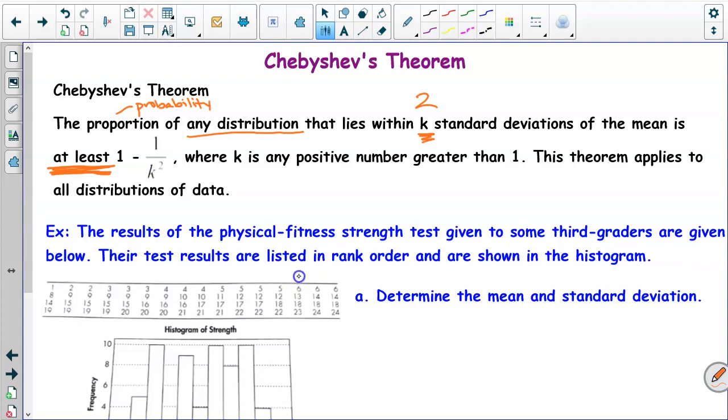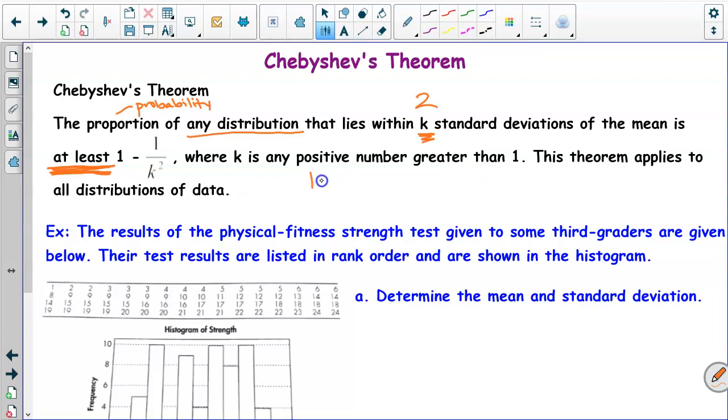But the cool thing about this is I can say how many is within 2.5 standard deviations, or 1.5. You'd plug in 1.5 squared and find it, okay? So K is any positive number greater than 1. So why does it have to be greater than 1?